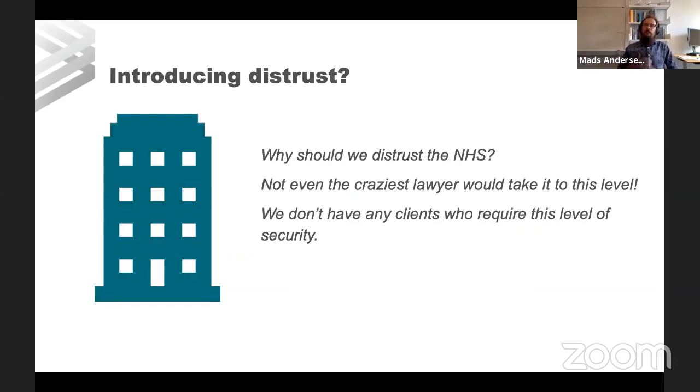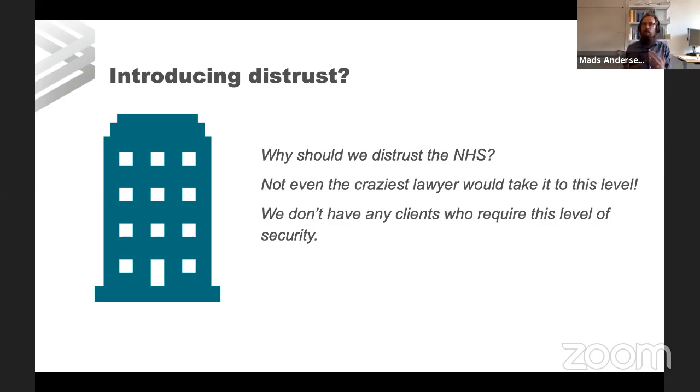We also came upon this interesting thing, and it showed up at several workshops independent of each other, both in Denmark and in the UK, where we present this technology as we can eliminate the need to trust these other parties. And we actually found that introducing the fact that you didn't have to trust other institutions introduced a lot of distrust in the participants.